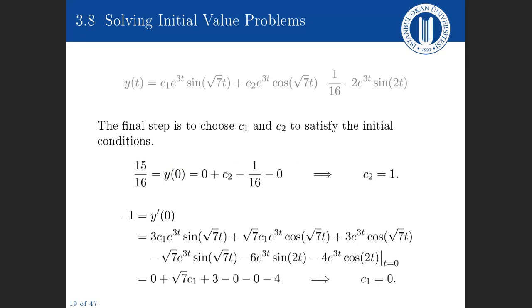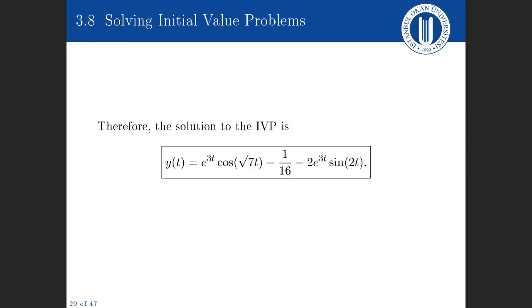The first condition, y(0) equal to 15/16, tells us that we must have C2 equal to 1. Differentiate it and then set t equal to 0, and we find that we must have C1 equal to 0. I'll skip past this. I'll leave this for you to check later. And that's what we need to do.